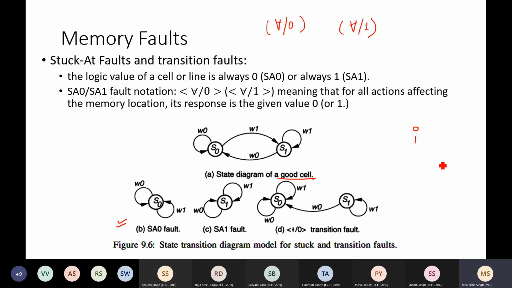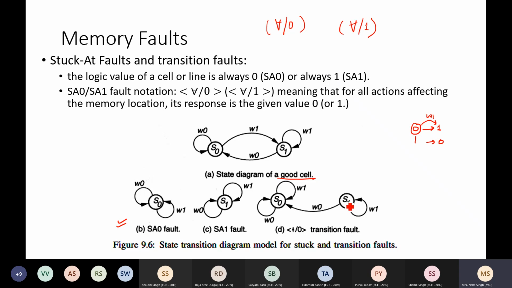Transition fault. In a transition fault, only two transitions are possible, 0 to 1, 1 to 0. It means initially my state was 0. I wanted to write 1 so that it changes to state 1. But this may not happen. So the transition fault is represented over here, which simply says up arrow slash 0. Up arrow means write 0. Right? Transition to 0. So if I am at state 0, write 0 will remain here. Write 1 will also come back to state 0 only.